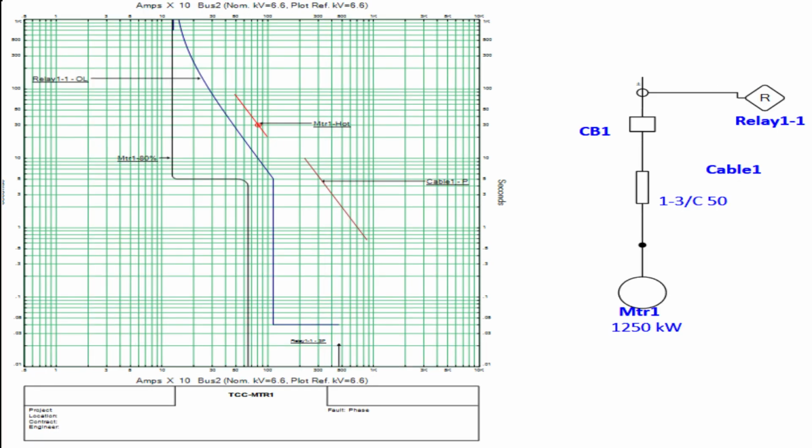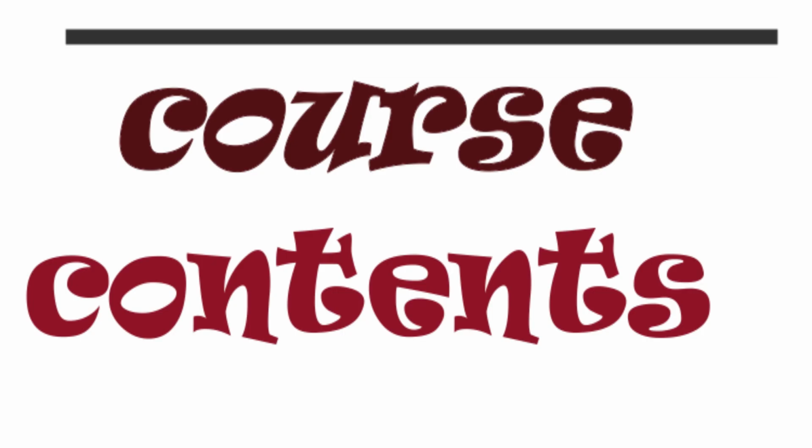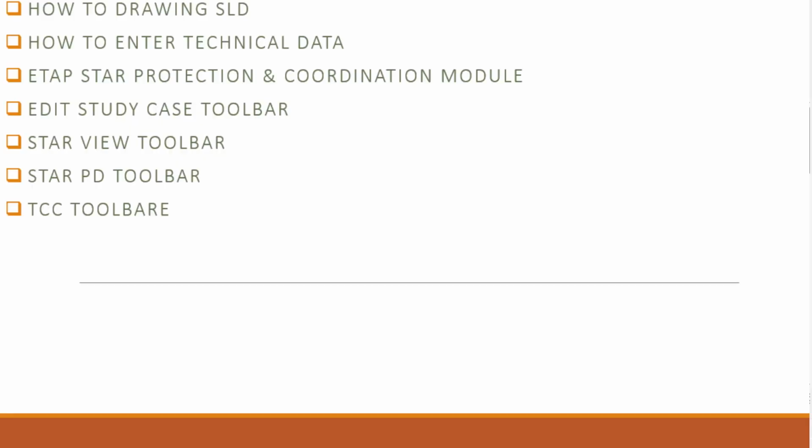Let's start to introduce the contents of the course. First, I will talk about how to draw single line diagrams through ETAP, typically as the single line diagrams that came from a consultant. Second, I will talk about how to enter technical data to all AC elements in your single line diagram. Third, I will talk about the Star Protection and Coordination module in ETAP and how you can use this module to perform protection and coordination study.